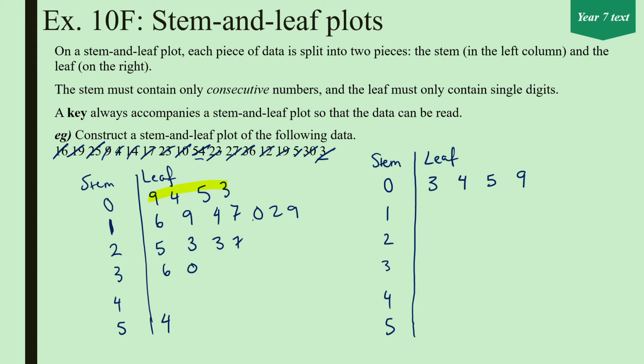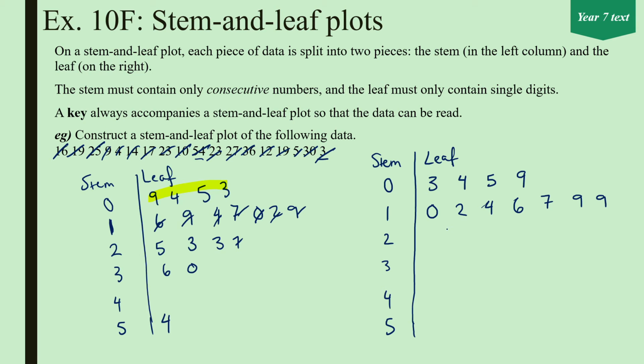Same with the next line. I start with 0 because 0 is the smallest. 2, 4, 6, 7, and the 2 9s. Okay, and it might help you to cross them out, it might not.